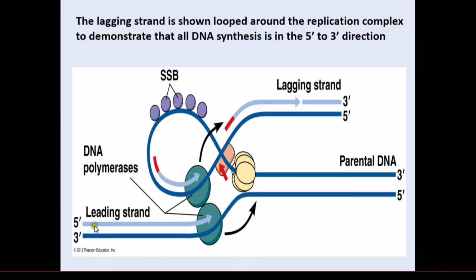The second, lagging strand, through this loop, DNA polymerase synthesizes the lagging strand in the 5' to 3' direction, but in short pieces called Okazaki fragments, and for these small fragments, multiple RNA primers are required.